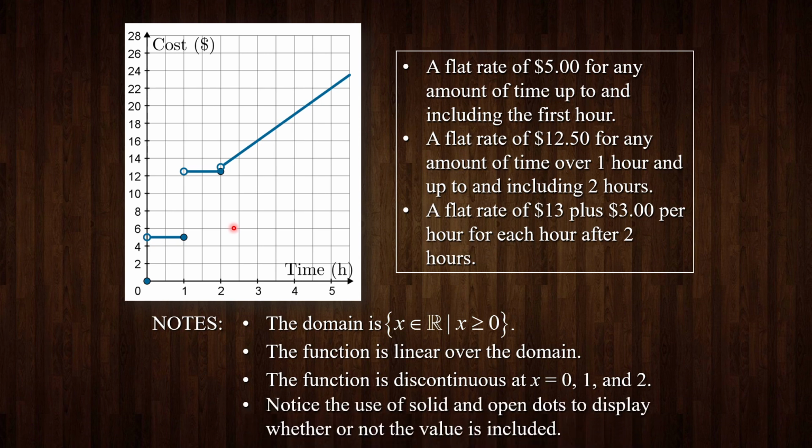And we've already mentioned this. Notice the use of the solid and open dots to display whether or not the value is included. An open circle or a hollow dot indicates that that value there is not included. Everything after it is, though. And a solid dot indicates that that point or that value is included.